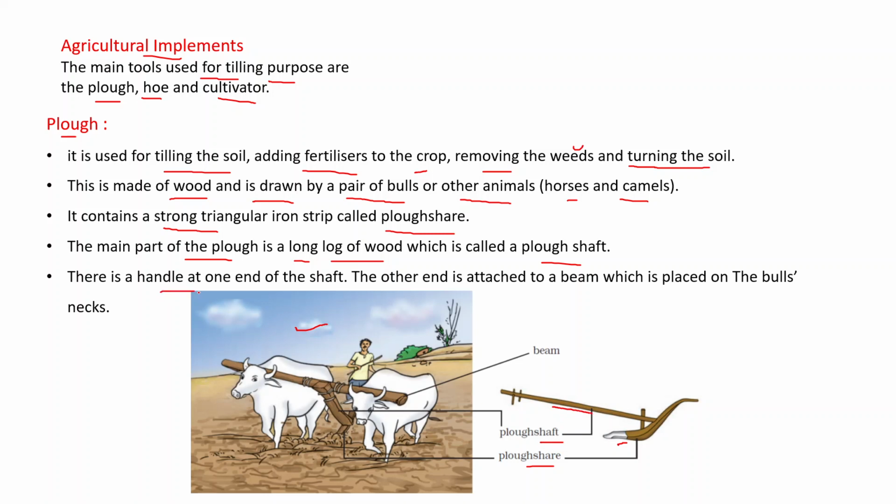And there is a handle at one end of the shaft. This is the handle of this. And the other end is attached to a beam which is placed on the bull's neck. This part is attached with the one beam, and this is placed on the neck of bulls. Clear?